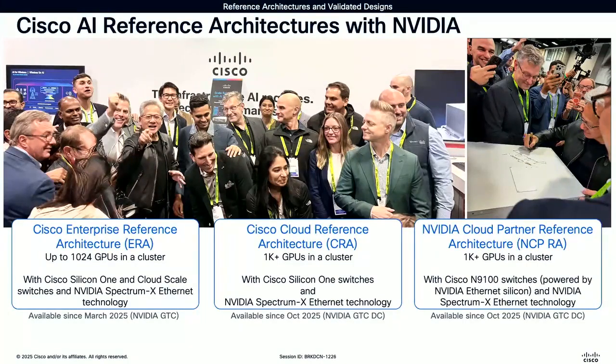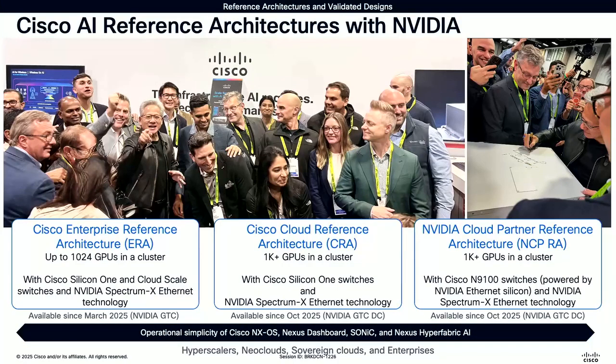Now, although we are building switches with our own ASICs, which are Silicon One based, in Cisco we use the term Silicon One, and before Silicon One we had an ASIC line called CloudScale. Using those, we have written enterprise reference architectures and cloud reference architectures, and then using NVIDIA Silicon, we have the NCPRA, or the NVIDIA Cloud Partner Reference Architecture.